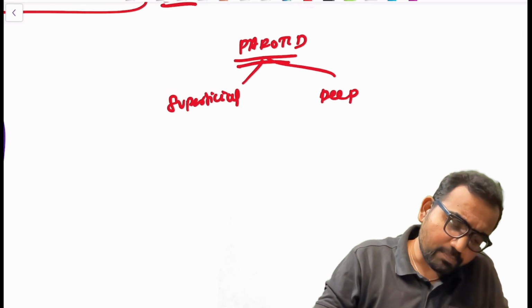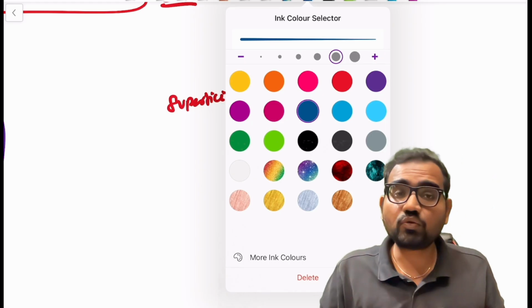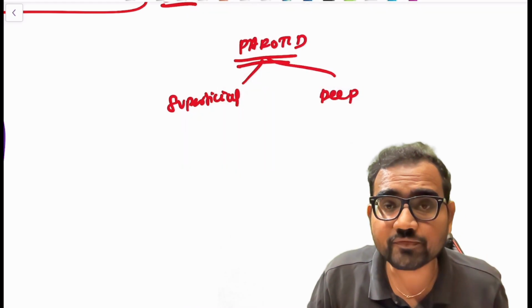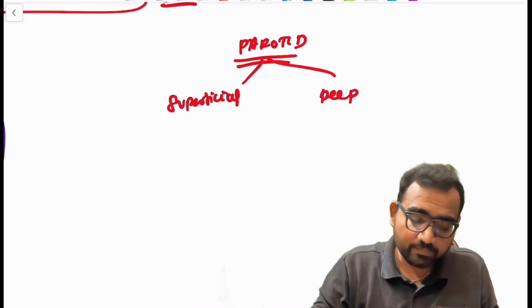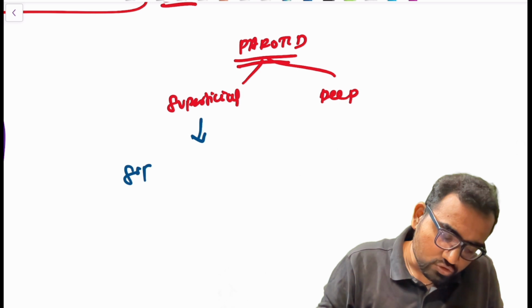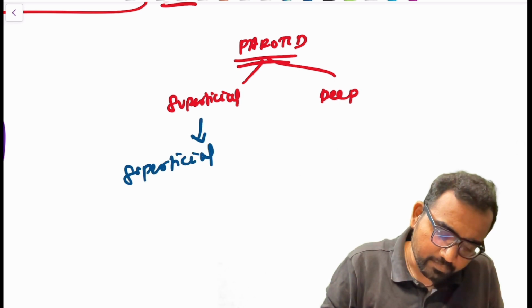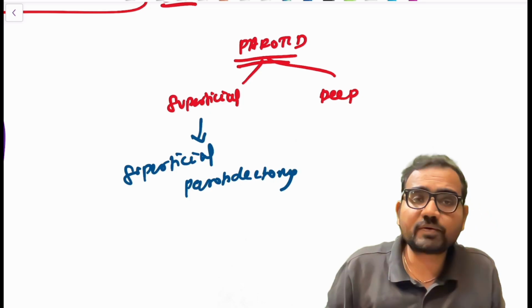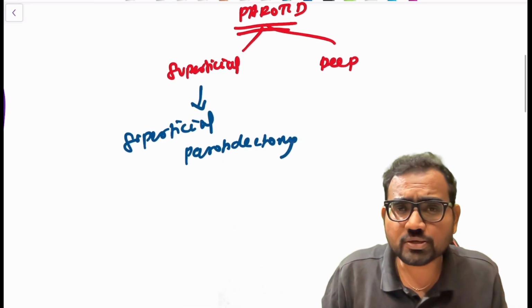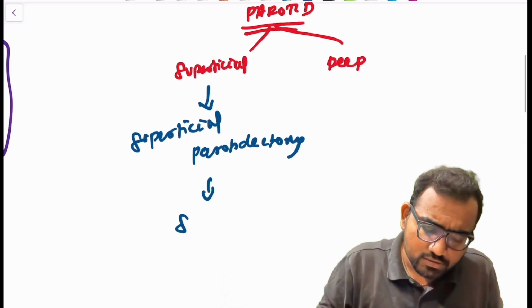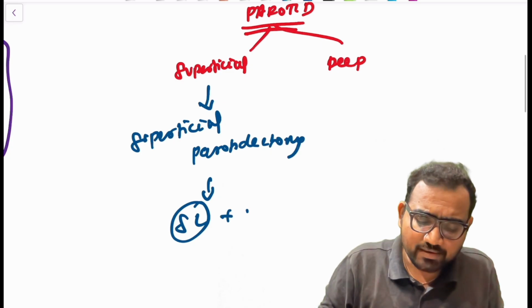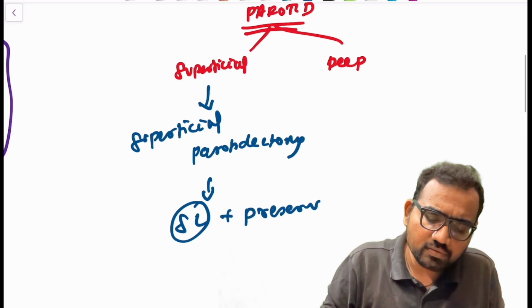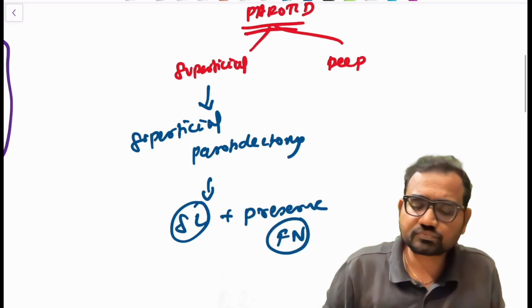If the pleomorphic adenoma involves only the superficial lobe of the parotid gland, I will do a superficial parotidectomy. What do you mean by superficial parotidectomy? I'll remove the superficial lobe and try to preserve the facial nerve.